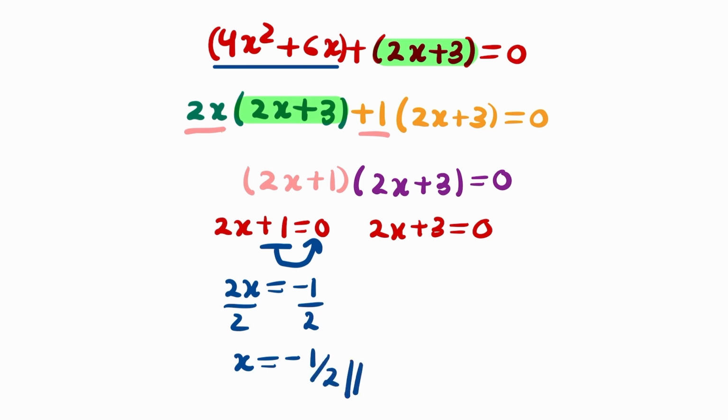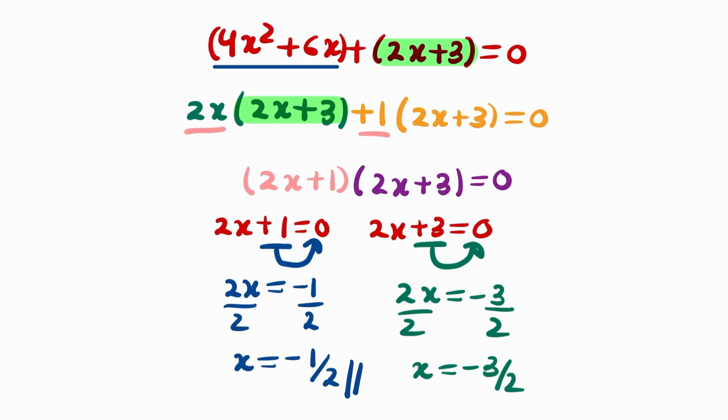And then in our other equation, we can take plus 3 to the other side as minus 3. 2x is equal to minus 3. And then after that, we can divide both sides by 2. X equal to minus 3 over 2. Those are the final answers.